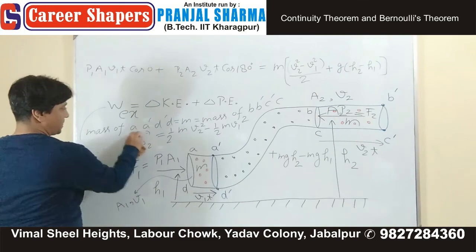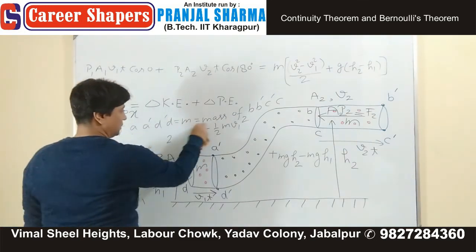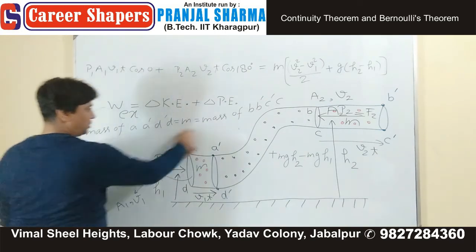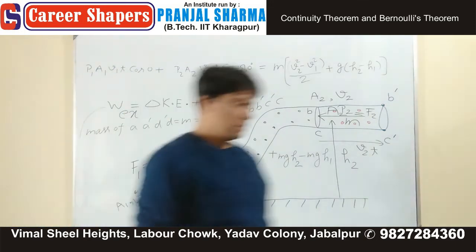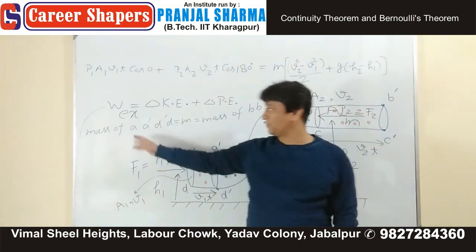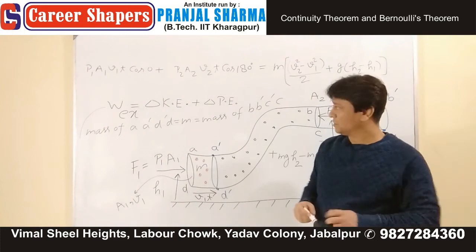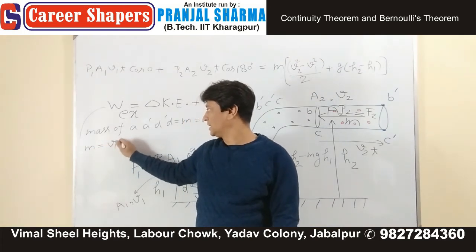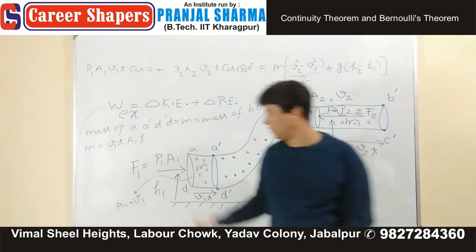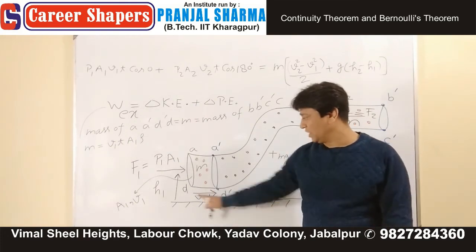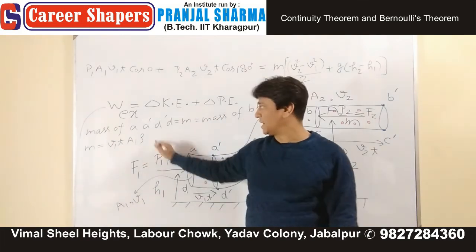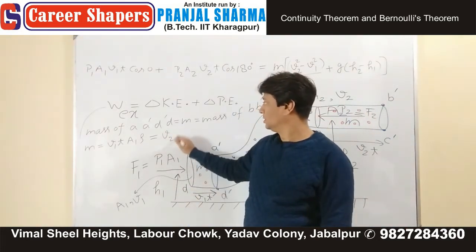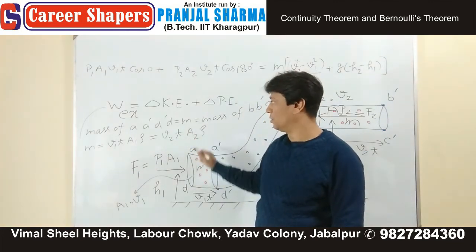Now let's find this mass and use it for our equation. It'll take 2-3 minutes more. What was the mass of A dash D dash? What is mass? Volume into density. So your M is V1 T A1 rho. Continuity theorem. What is the mass of this portion? V1T cross sectional area multiplied by density. And the mass of B dash C is volume into cross sectional area into rho, which is nothing but the continuity theorem.